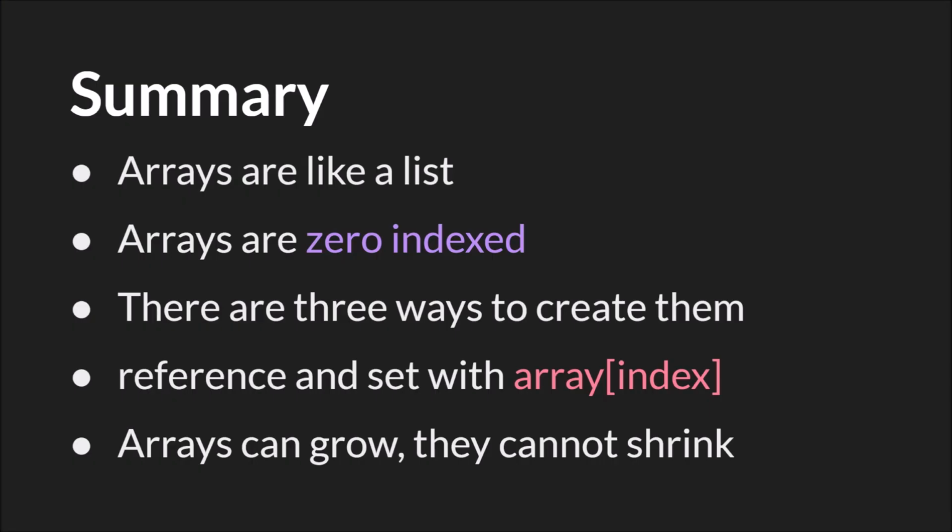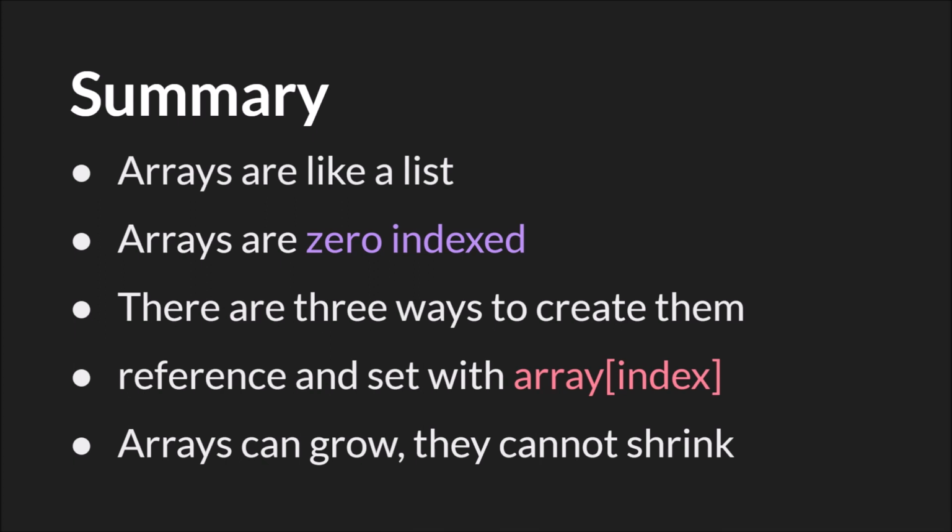So, in summary, arrays can be thought of like a list in real life, a sequence of values. They are always zero indexed, which means that the first position of an array is 0, and that the final position or the final index of an array will always be 1 less than the length of that array. So an array with a length of 5, the final index will be 4.